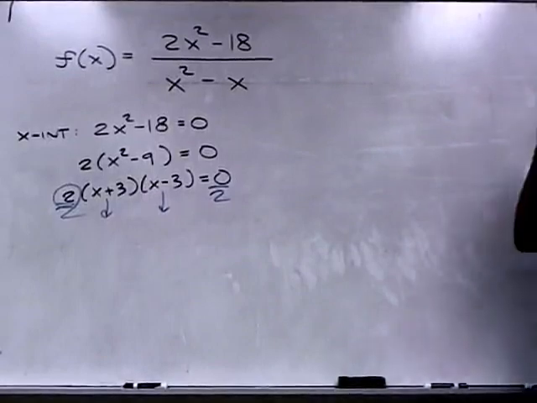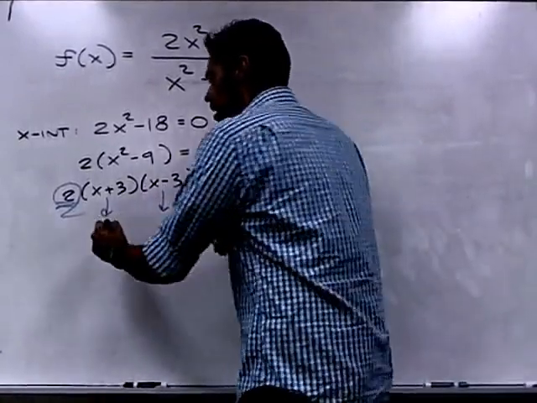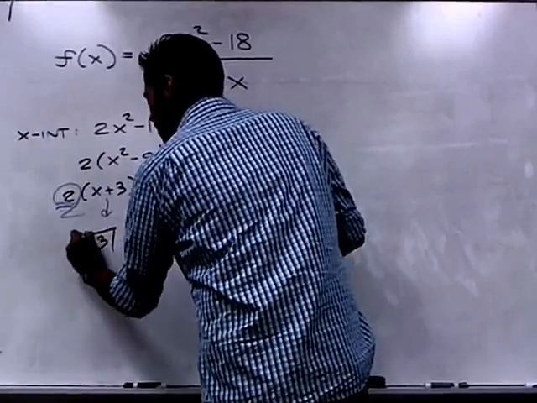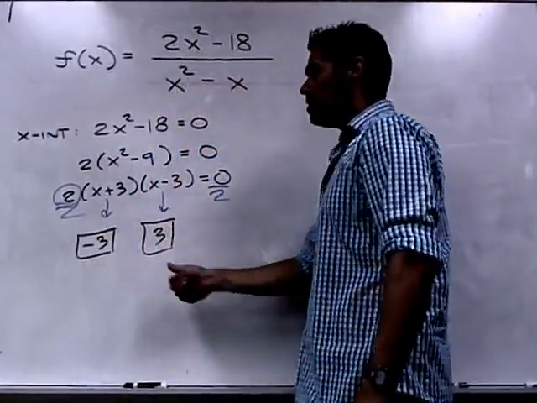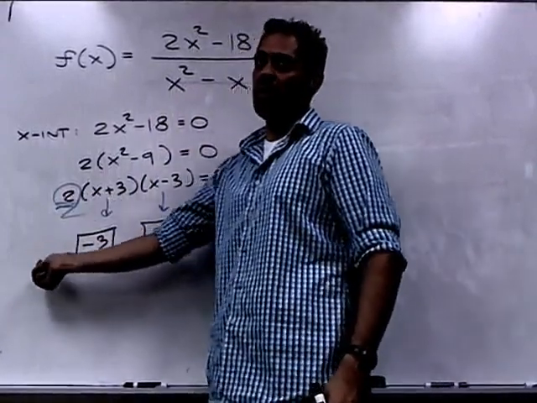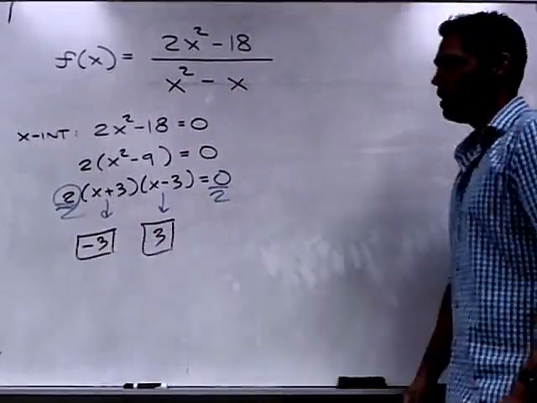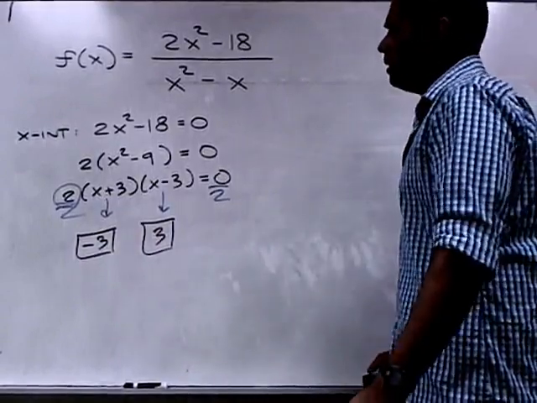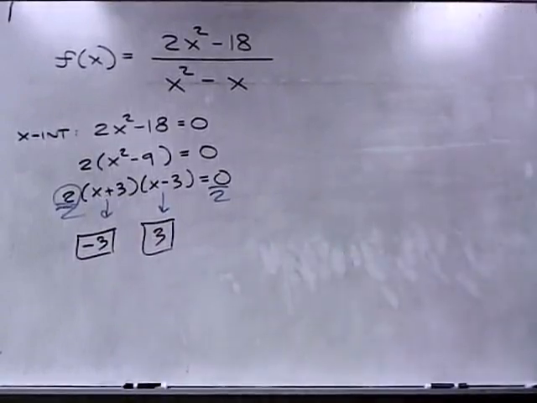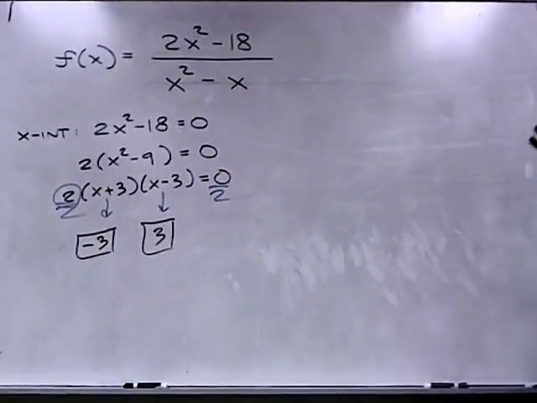One of the mistakes I see when people do this is they'll say, okay, -3 is an x-intercept. Then they'll say 3 is an x-intercept, which is correct. But then they'll say 2 is an x-intercept also, but that's not true. So just be careful there. All right, so what are these again? X-intercepts. I'm going to draw these as dots on my graph.